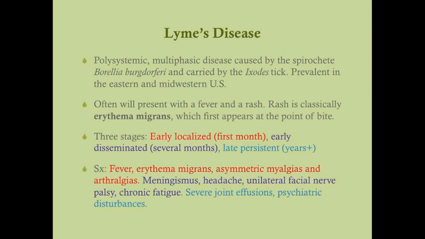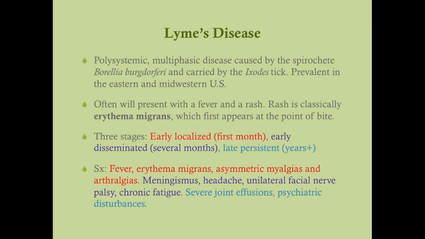So meningismus, which is your meningeal irritation symptoms: stiff neck, Kernig sign, Brudzinski sign, and so forth, a headache, a unilateral facial nerve palsy, which is like a Bell's palsy, which would be like a drooping of the eyes and the cheek and the lips, and chronic fatigue. And then the late persistent stage, which usually does not develop because usually patients will have come in by this point, will present with severe joint effusions and psychiatric disturbances.